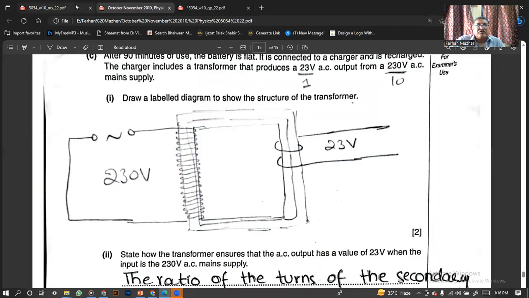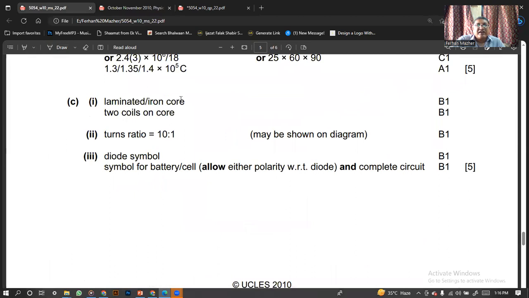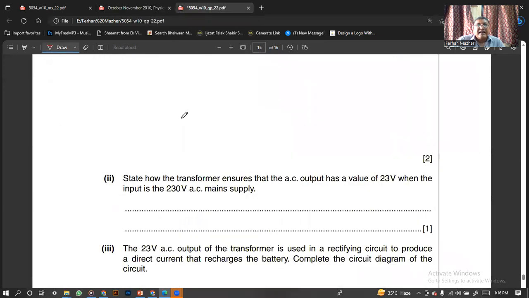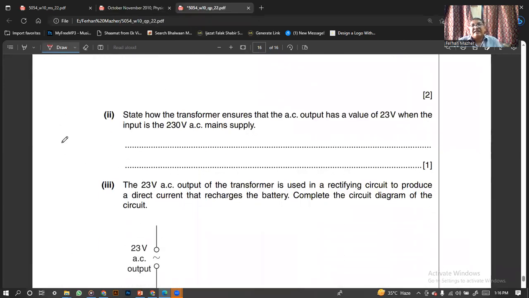They say this. Let me tell you one thing. Primary to secondary, it's a step down transformer. Okay, then we have to state how the transformer ensures that the AC output has a value of 23 volt when the input is the 230 volt AC main supply. You see, we make sure that if you have 20 turns on the primary coil, we will have only 2 turns on the secondary coil. We make sure that the ratio of the turns, primary to secondary, is 10:1.